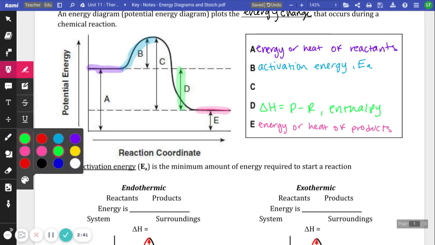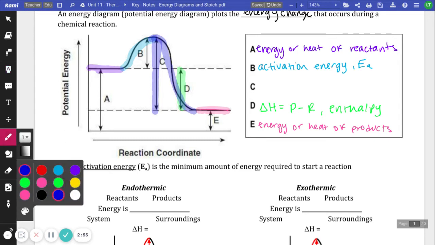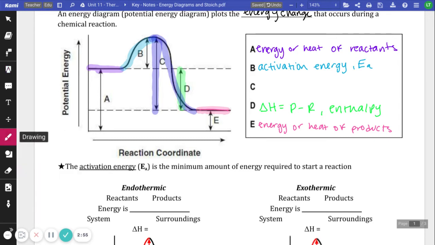And then finally, last but certainly not least, right here, we have C. And C is our activation energy of our reverse reaction. It's called EA, and then it has a little prime on it. So activation energy of our reverse reaction.